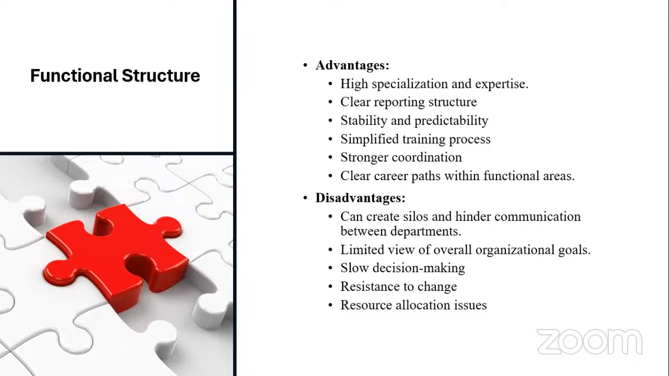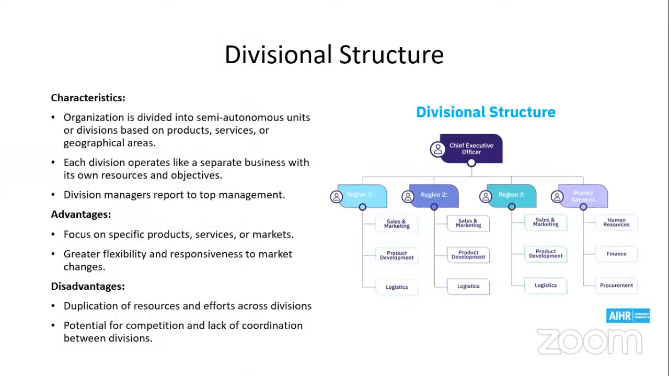You have resource allocation issues. Now the second structure, divisional structure. The characteristics: the organization is divided into semi-autonomous units or divisions based on product, services, or geographical areas. Each division operates like a separate business with its own resources and objectives. The advantage here is that it focuses on specific products, services, or markets, and there is greater flexibility and responsiveness to market changes.